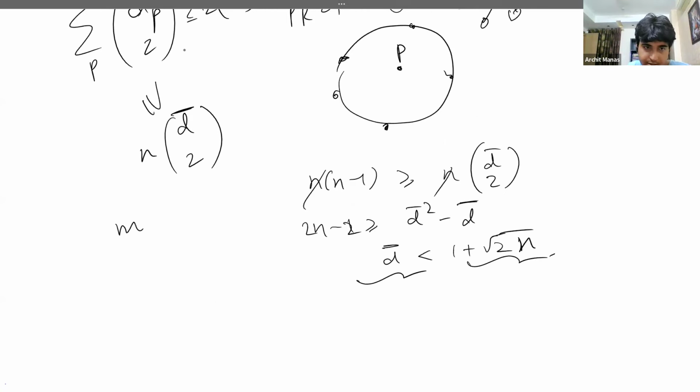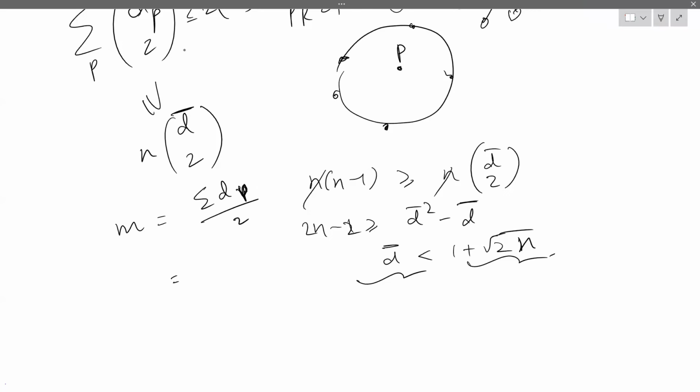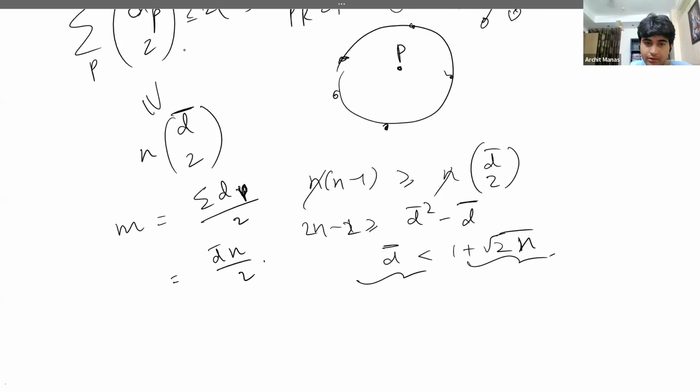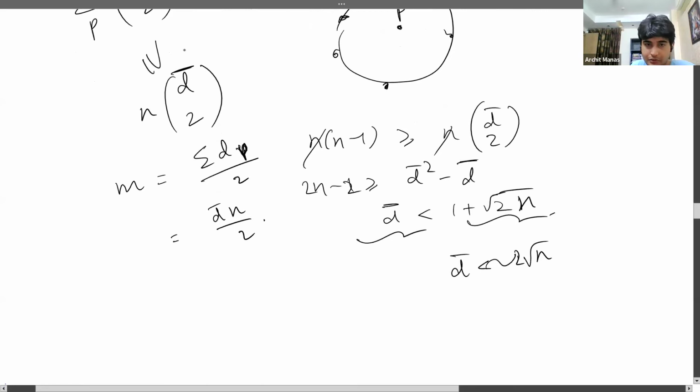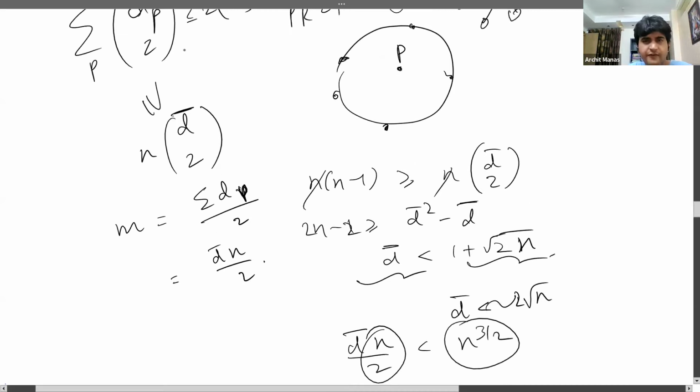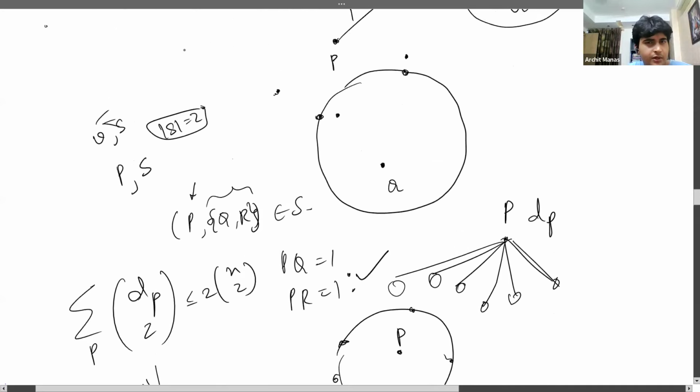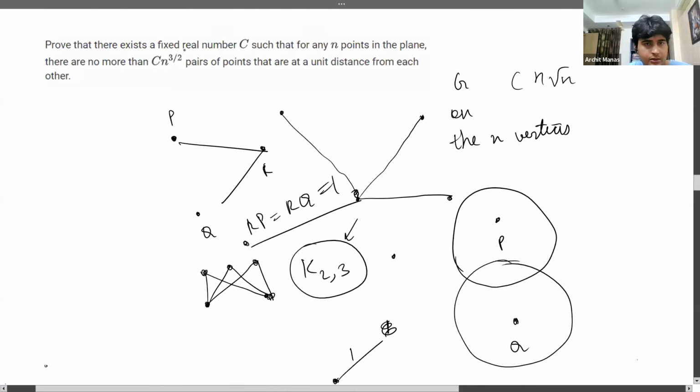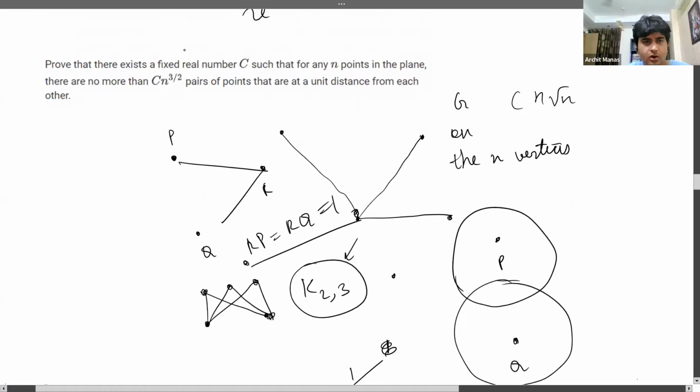And the number of edges is equal to the sum of all the degrees divided by 2, which is equal to dn by 2. And because d is less than something like 2 root n, let's say, dn by 2 is less than n to the 3 by 2, just by multiplying by n by 2. And so in fact, c equal to 1 works, but I don't think it works always. It works for large enough n. So you can probably make c something like 10 and it will always work.